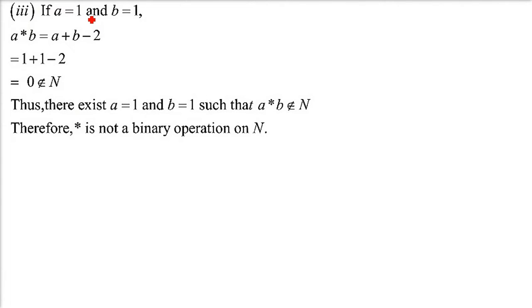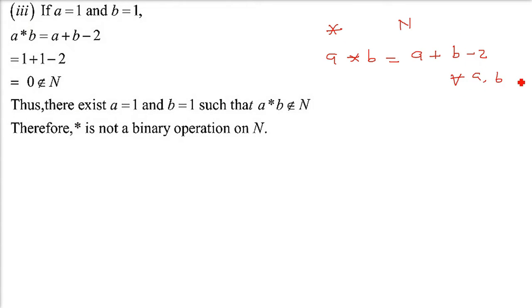The third one is a star. Again, we are coming back to the natural numbers. So star on N is defined by, now here we have a proper expression for A star B. A star B is equal to what? When A and B are operated, it is going to give you A plus B minus 2, for all A and B belonging to N.